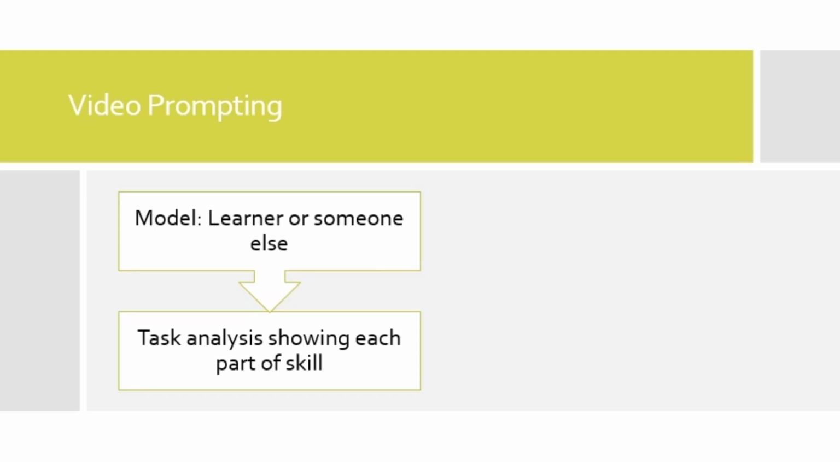In the following video, the learner watches a video that shows each of the steps in getting ready to go outside. All the steps of the skill are shown in one video, but while the video is being viewed, the adult stops the video after each step so the learner can perform that step of the task.